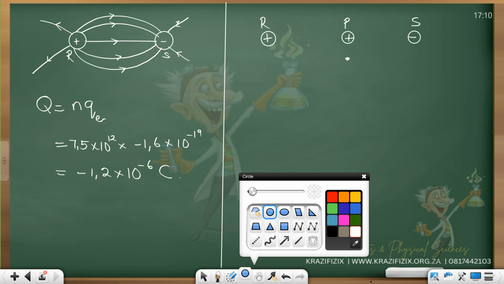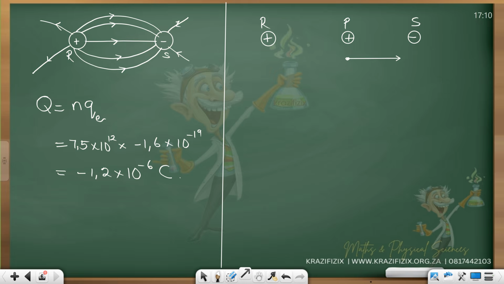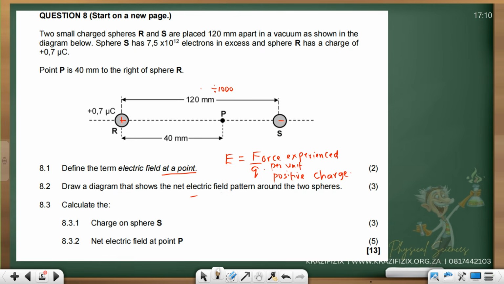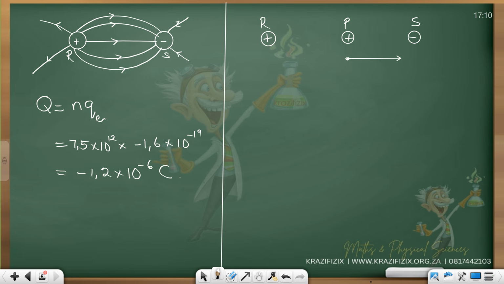What's going to happen due to R? It will push that to the right. What are we looking for again? Net electric field, which is E. So can we call this ER? Now what will happen with S? Same direction again, because negative will attract positive. Can we call that ES? Let's take right as positive.